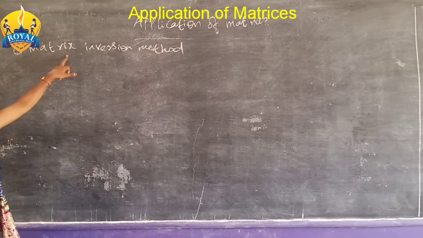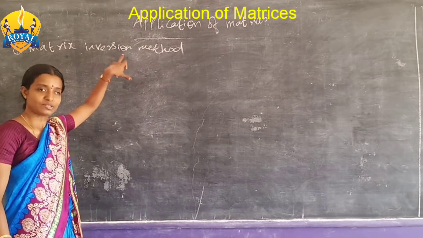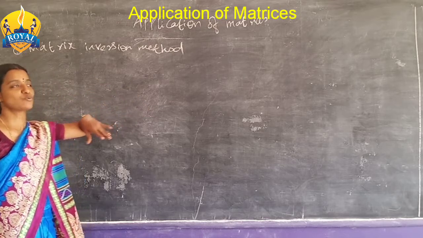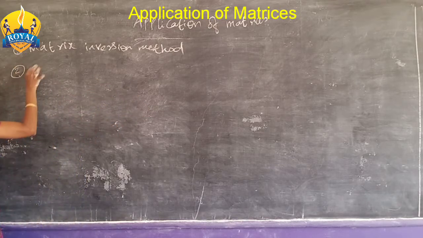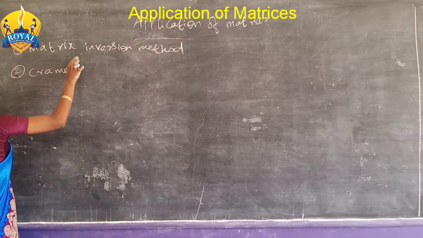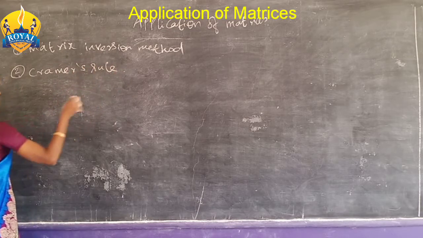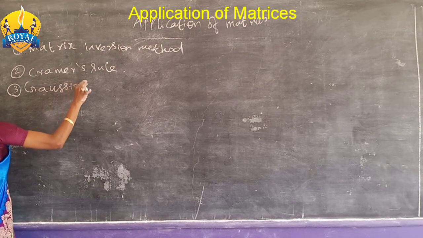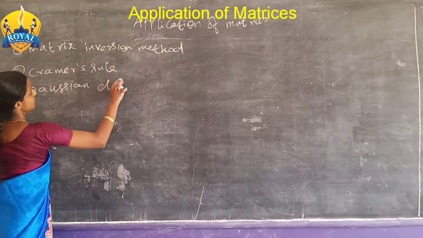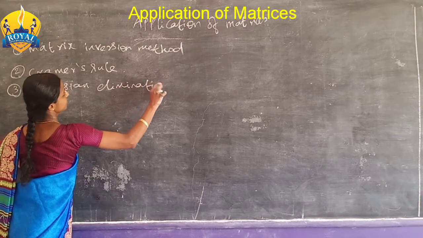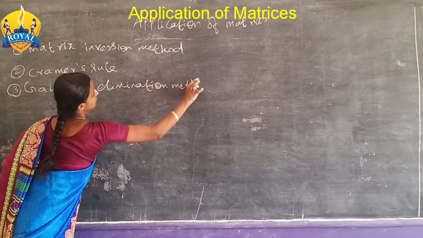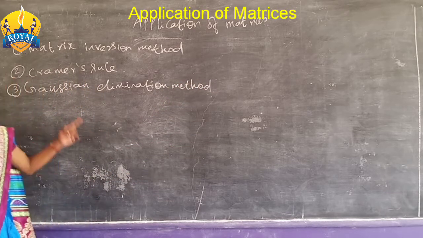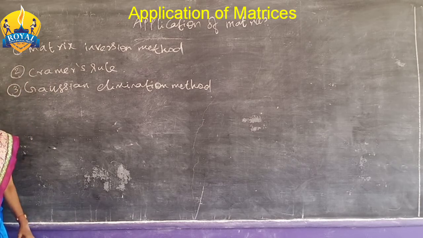So in exercise 1.3, we are going to learn methods for solving a system of linear equations for unknowns. The first is the matrix inversion method. Second is Cramer's rule. Then the third method is the Gaussian elimination method. Follow along. Now first, what is the matrix inversion method?